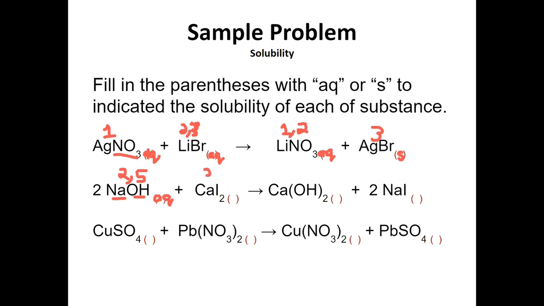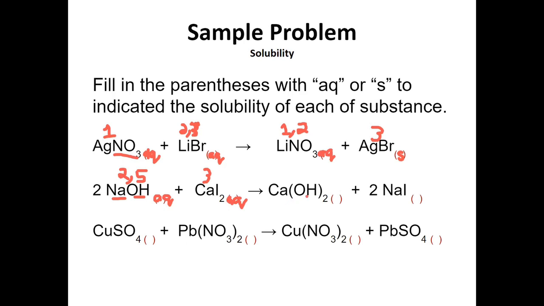Take a look at rule 3 for CaI2. That says that ionic compounds that contain chloride, bromide, or iodide, and here's iodide, are soluble except for, and then they give you some exceptions. Ca is not one of the exceptions. So give this salt the AQ designation, meaning it is soluble.